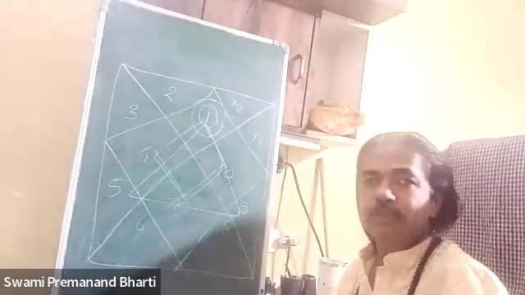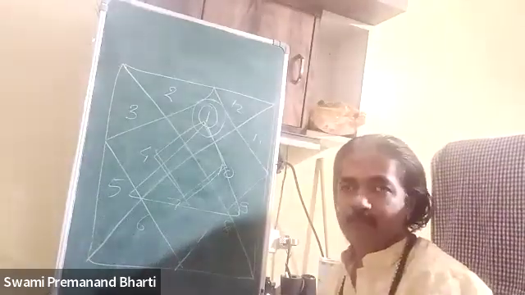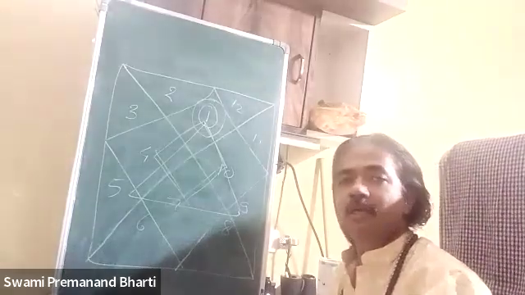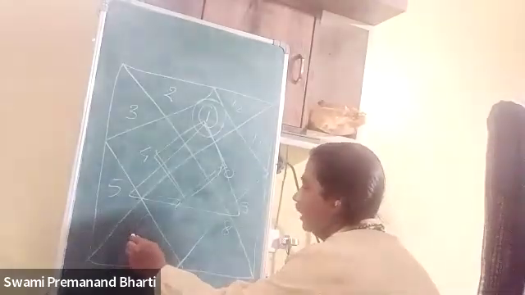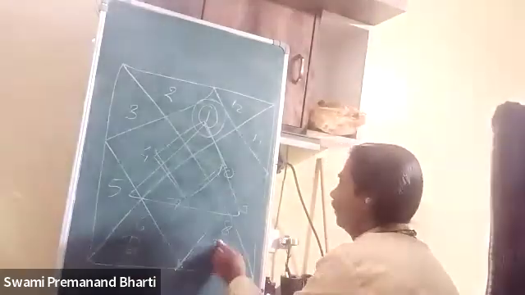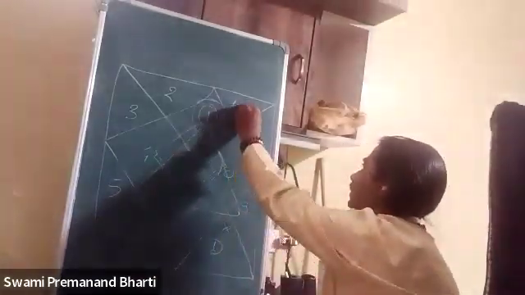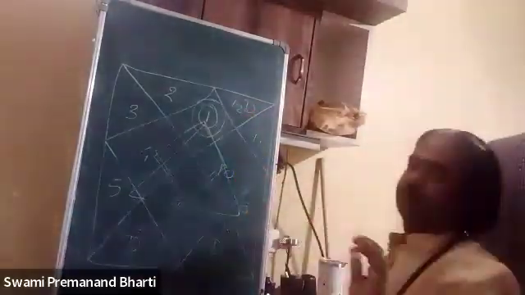Okay. Now there are some Dushtana houses. Dushtana means Dusht means evil. Houses which are evil by nature. We will understand why they are called evil. These are 6, 8, and 12.